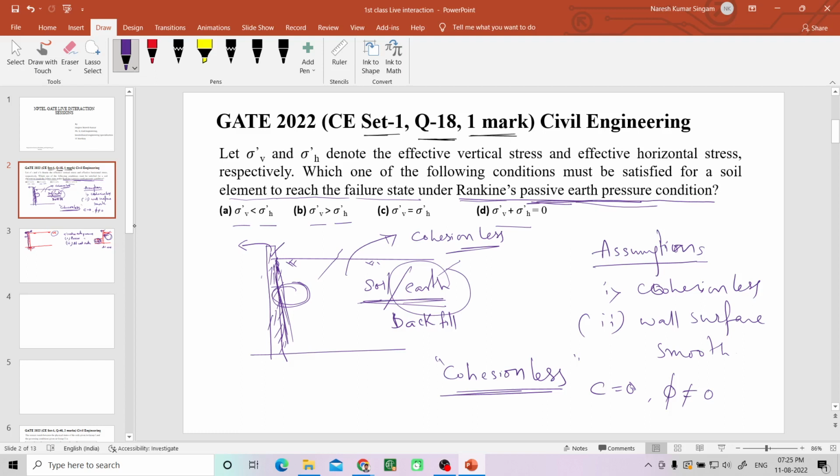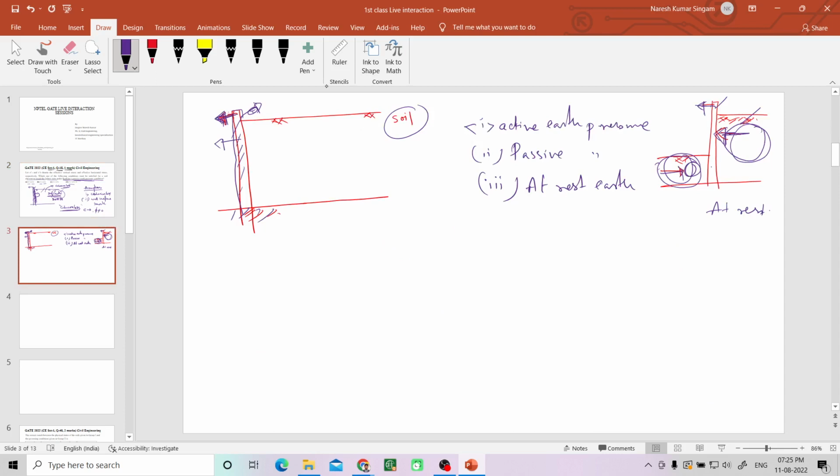First of all, we need to know what sigma v and sigma h are. This is given in the question itself: effective vertical stress, effective horizontal stress. Let's move to the next slide again. Effective vertical stress, you can take any soil element. I am taking a big element, by the way. The effective vertical stress is coming due to the overburden pressure, which is equal to gamma into h, denoted by sigma v dash.